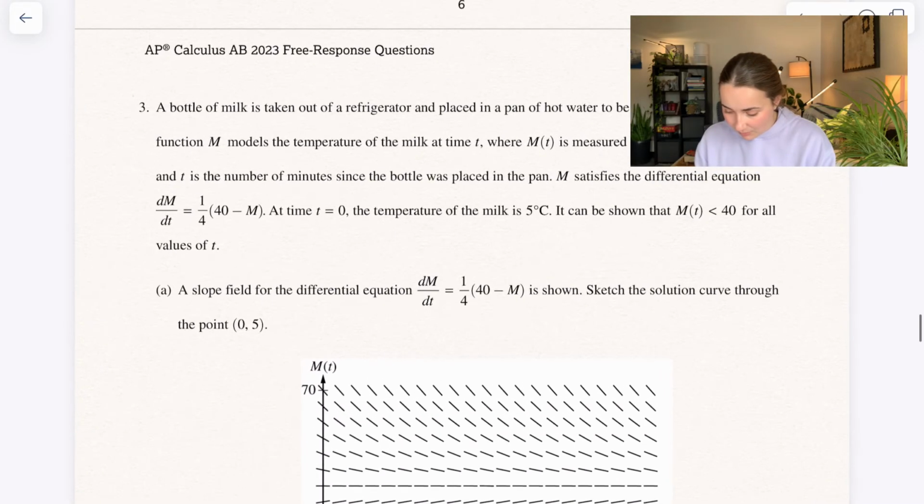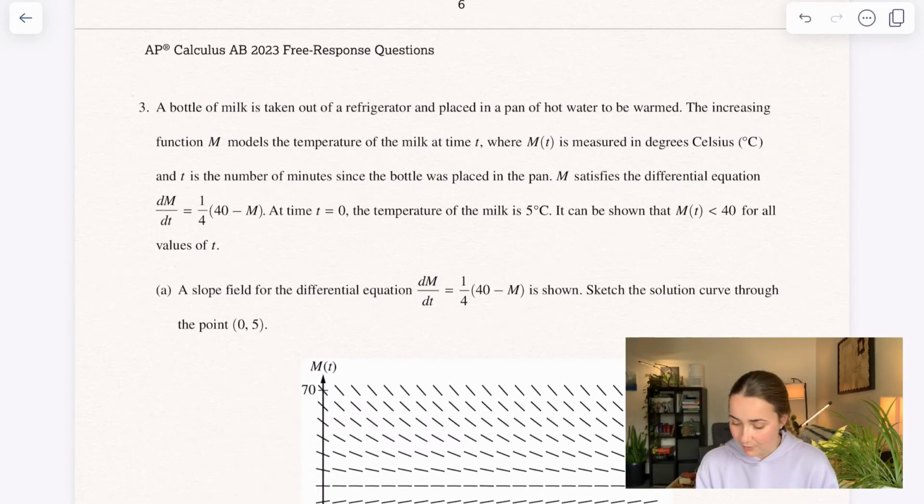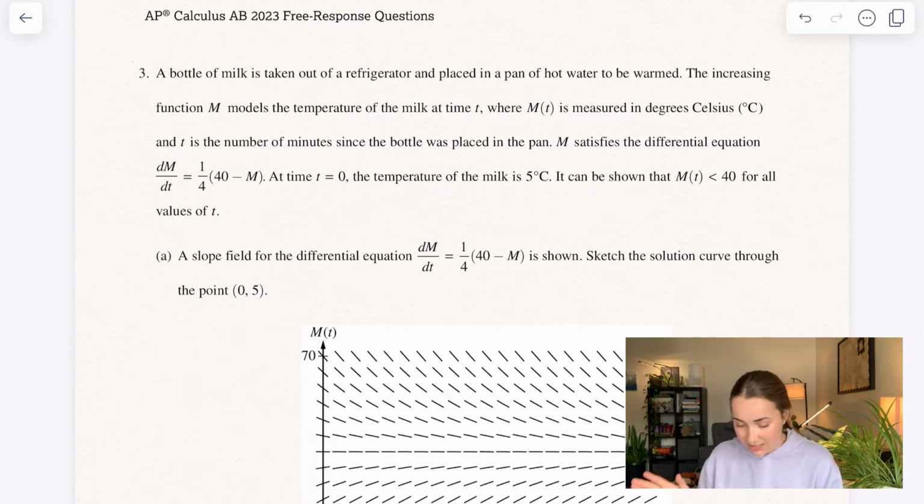So let's go ahead and go into number 3 here. A bottle of milk is taken out of a refrigerator and placed in a pan of hot water to be warmed. The increasing function m models the temperature of the milk at time t, where m of t is measured in degrees Celsius, and t is the number of minutes since the bottle was placed in the pan. M satisfies the differential equation dm/dt, so the rate of change of the milk temperature in terms of time, is equal to 1/4 times (40 minus m). At t equals 0, the temperature of the milk is 5 degrees Celsius. It can be shown that m of t is less than 40 for all values of t.